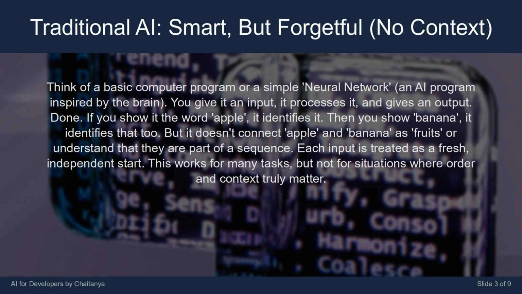Think of a basic computer program or a simple neural network, an AI program inspired by the brain. You give it an input, it processes it, and gives an output. Done. If you show it the word apple, it identifies it. Then you show banana. It identifies that too, but it doesn't connect apple and banana as fruits or understand that they are part of a sequence. Each input is treated as a fresh, independent start. This works for many tasks, but not for situations where order and context truly matter.